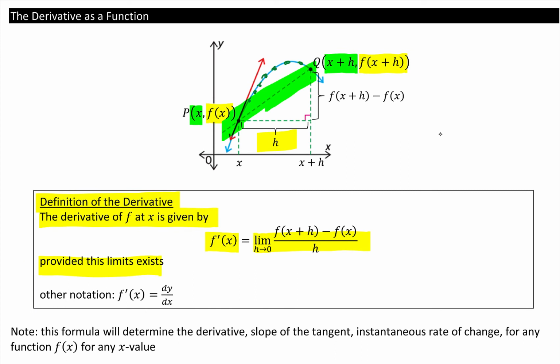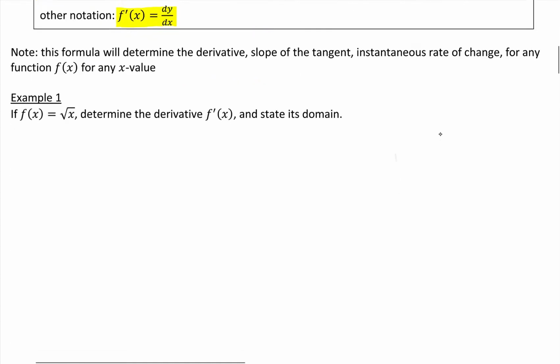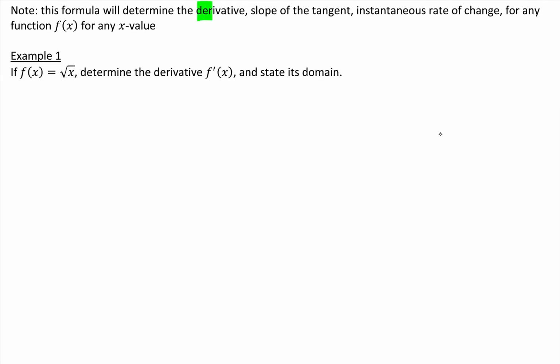Now we have some other notation. You might see f prime of x written as dy over dx. So again, the derivative is just the slope of a tangent. It's our calculus notation to state that we're looking for the equation for the slope of the tangent of a curve for all x. So again, the formula will determine the derivative, slope of the tangent, instantaneous rate of change. These three terms are interchangeable.